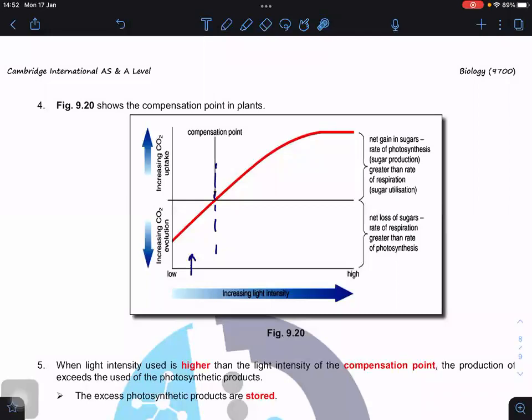Respiration never depends on the light intensity. Respiration depends on the temperature. So it means that when the light intensity is low, the rate of photosynthesis is so low that the rate of respiration is higher than the rate of photosynthesis. So that is a net loss of the photosynthetic product. Are you clear? And next, what will happen at this region?